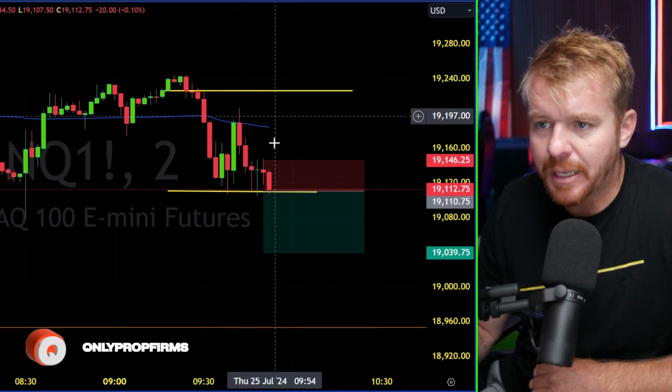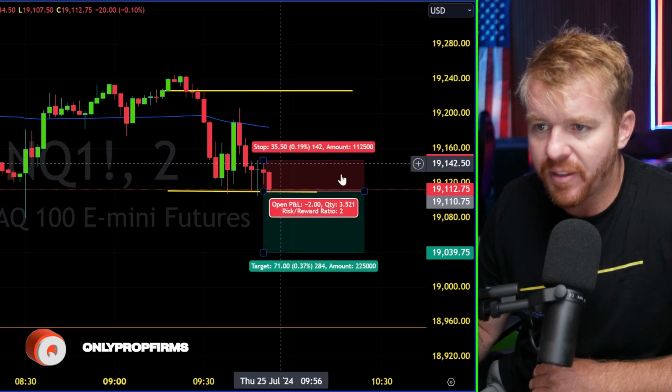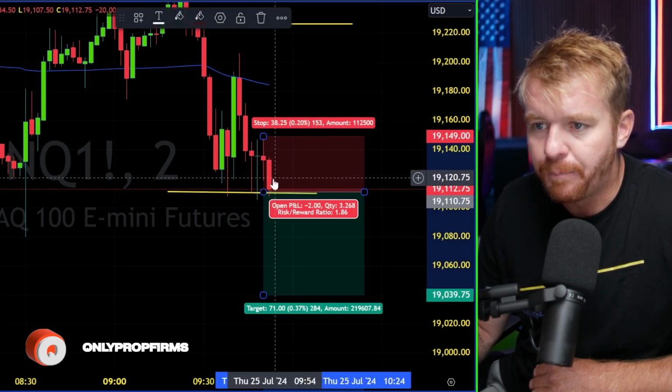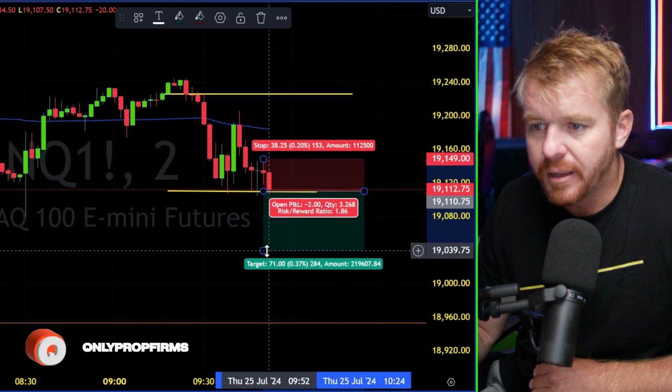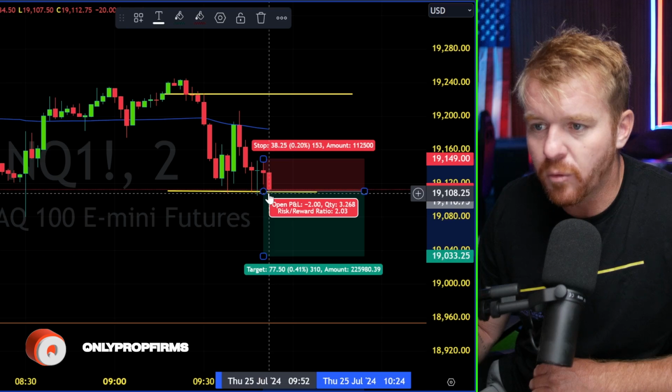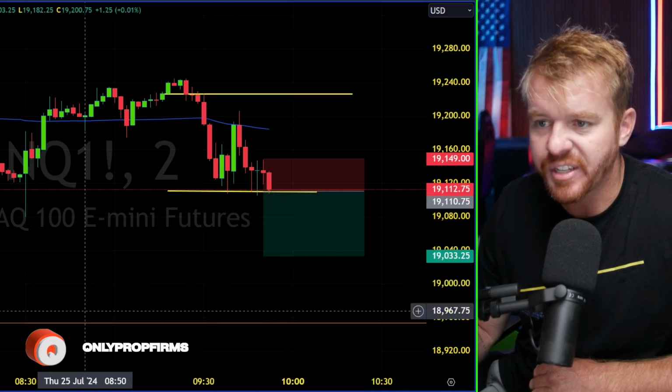So I've got my plan, I've got my 15-minute range. I've got my stop above the high of these candles right there. I can see that those candles have been getting stuck. Now I'm looking for a move down, and I've got a 2-to-1 risk reward from the 110s down to the 33s.